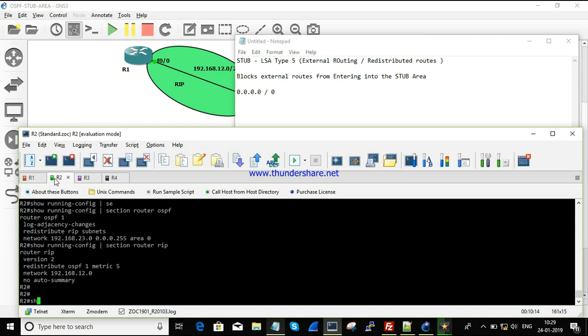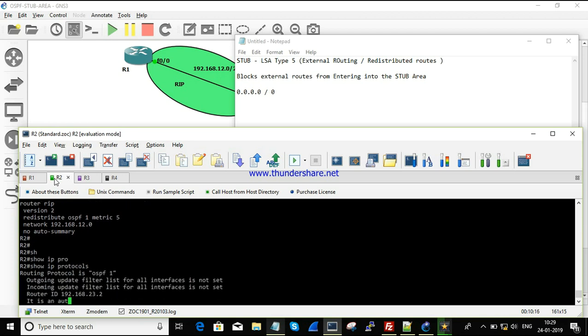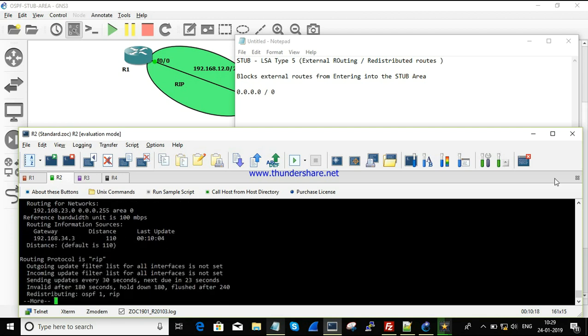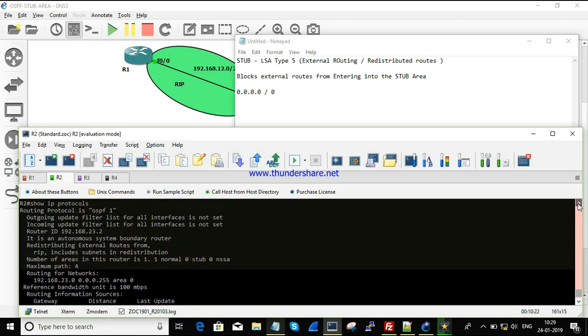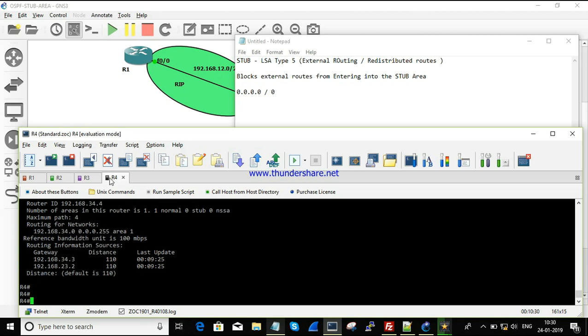Okay, let's look into R2. There are 2 routing protocols, RIP and OSPF, but we mainly focus on OSPF, and it has only one area, and that area seems to be a normal area. Okay, no issues. Now we are going to configure a stub area.